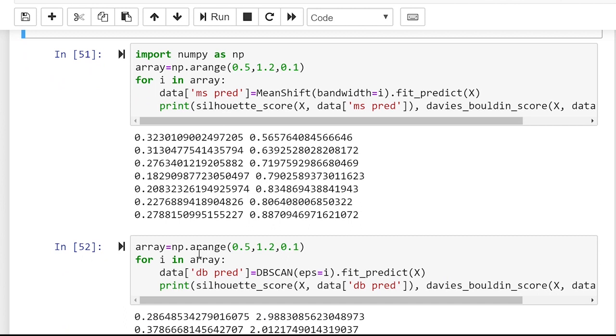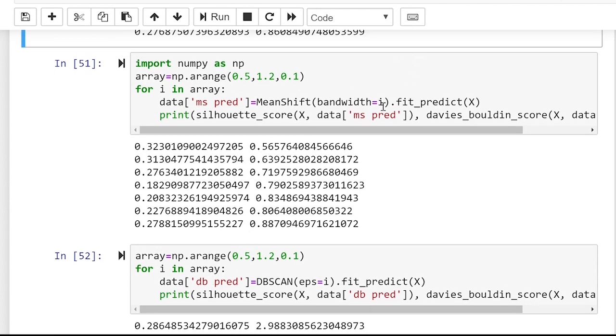For mean shift and DBSCAN, we need bandwidth. For mean shift we need the radius. For DBSCAN, I'm importing numpy, and then we can create an array with different numbers starting from 0.5 to 1.1 with an increment of 0.1.